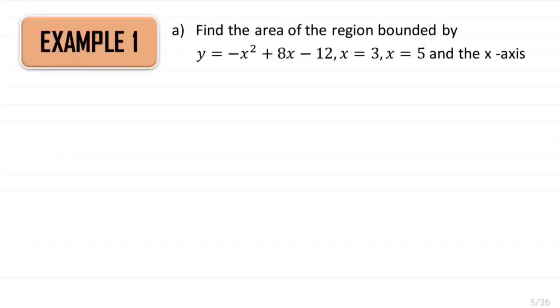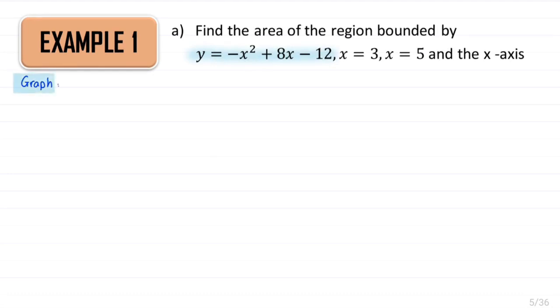Example number 1a, find the area of the region bounded by y equals negative x squared plus 8x minus 12, x equals 3, x equals 5, and the x-axis. Okay, to find the area, first step we need to sketch the graph. This function is a quadratic function. So we sketch the graph for the quadratic.